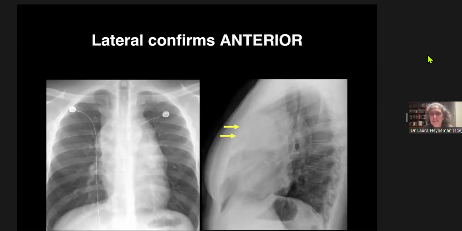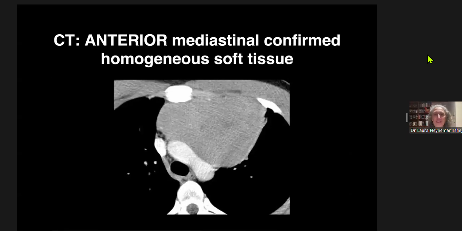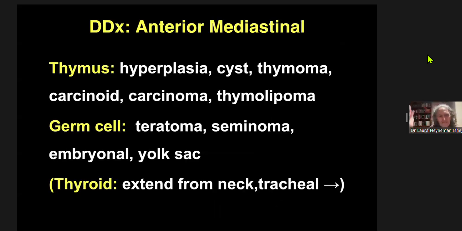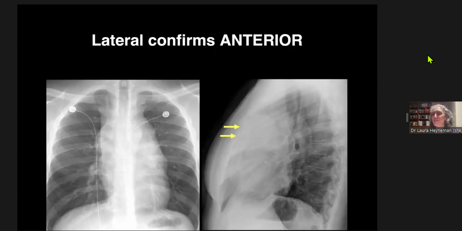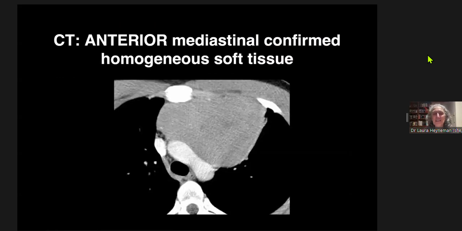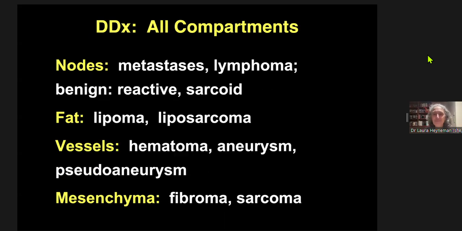And getting a chest lateral radiograph confirms that we have abnormal soft tissue in the retrosternal anterior mediastinum. Certainly go on then to CT, which shows a homogeneous soft tissue mass, and have differential, including thymic pathologies, germ cell pathologies. This does not extend down from the neck.